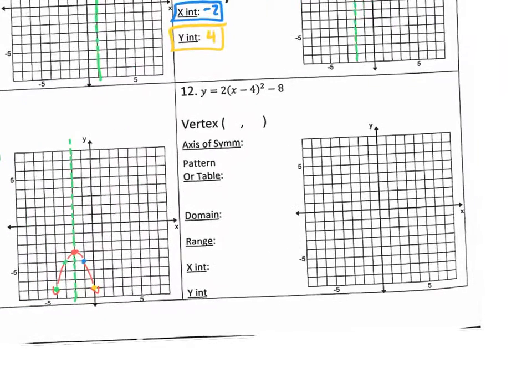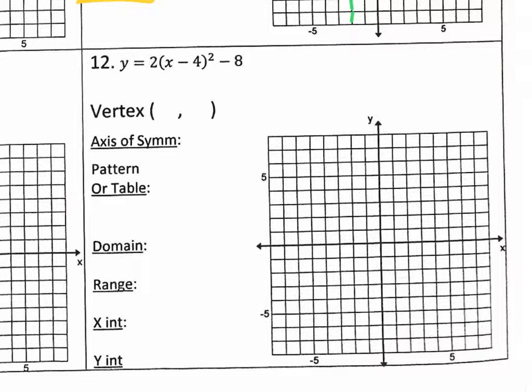Let's go for the last one right here, guys. Number 12. What's the vertex? 4, negative 8. Perfect. Let's go to the coordinate 1, 2, 3, 4, negative 8. That's way down here right on the edge. Let's draw the axis of symmetry right through it. The axis of symmetry is x equals 4, the x value of the vertex.